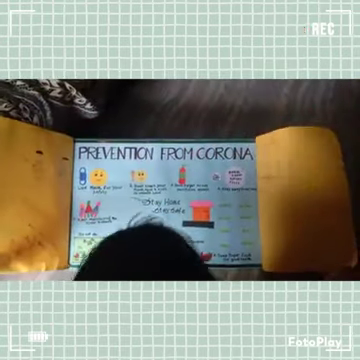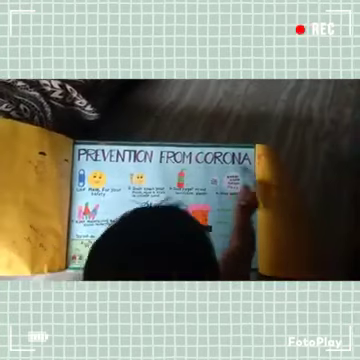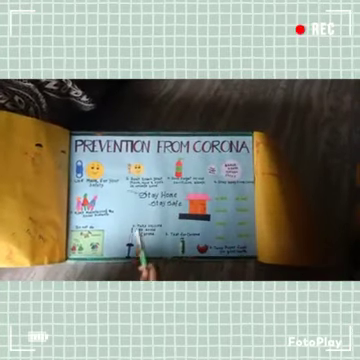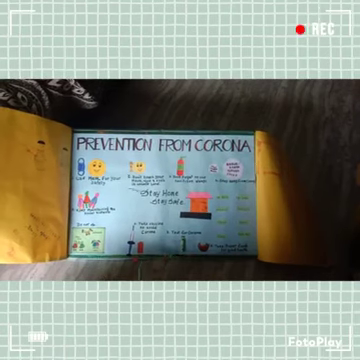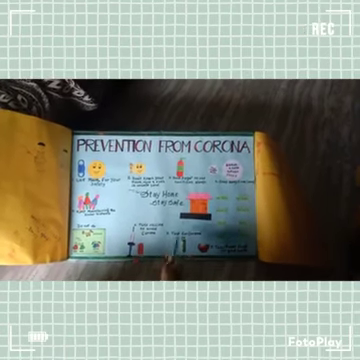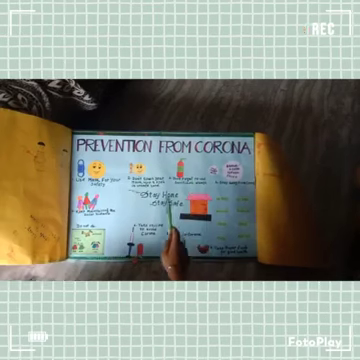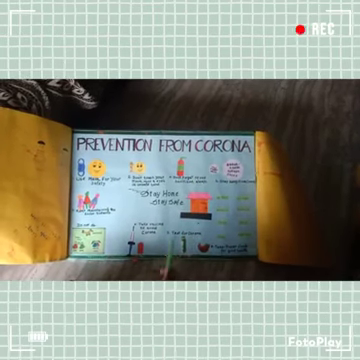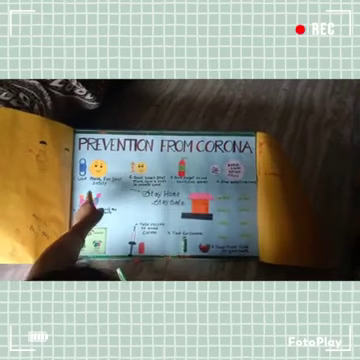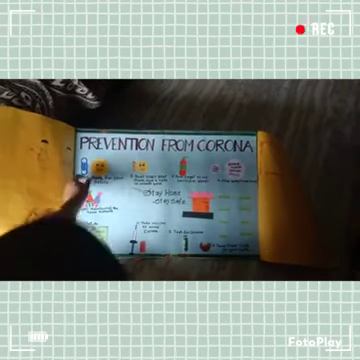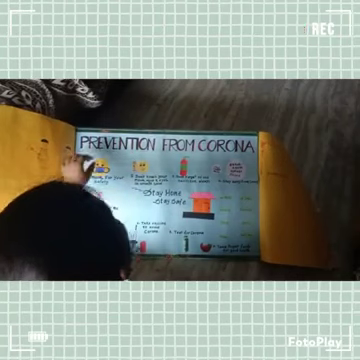So let's discuss the main theme of our project, which is prevention from Corona. Let's discuss how we can prevent ourselves from the dangerous virus called Corona or COVID-19. These are some points by which we can prevent ourselves from Corona. Point number 1, use masks for your own safety. Always use masks whenever you are going outside your home.